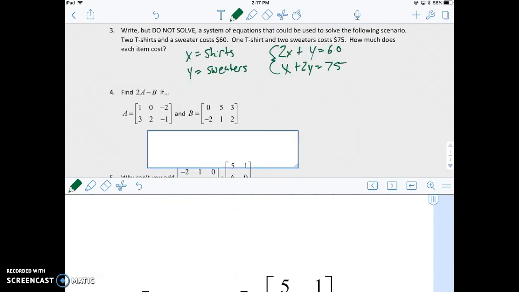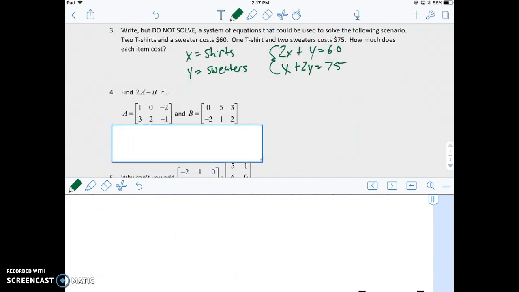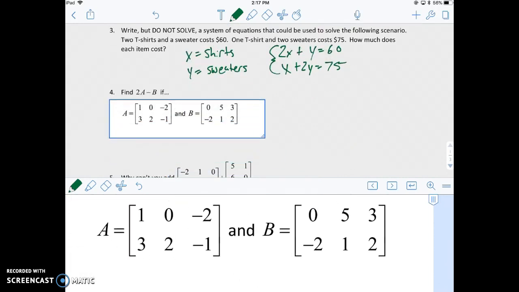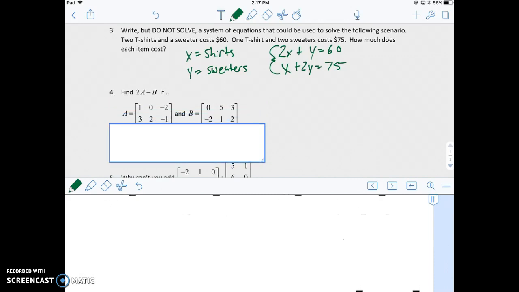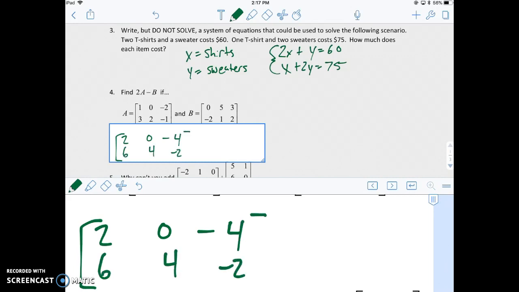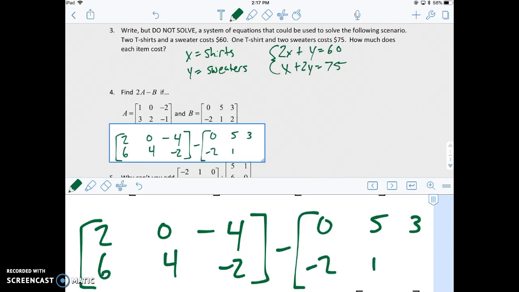For number 4, we're starting to go into matrices now. So we have 2 times matrix A minus matrix B. Right, so for this, 2 times A is going to be 2, 0, minus 4, 6, 4, and minus 2. All we do is double everything inside of there, and we want to subtract B. So 0, 5, 3, minus 2, 1, and 2.